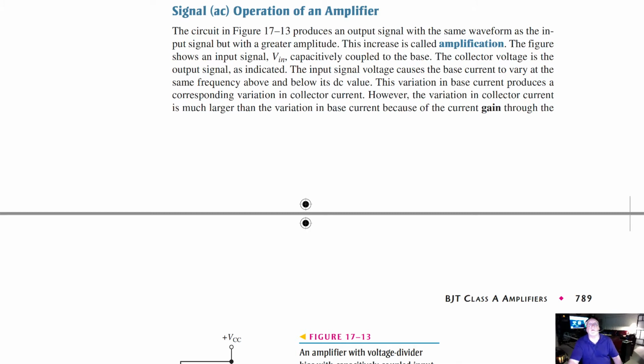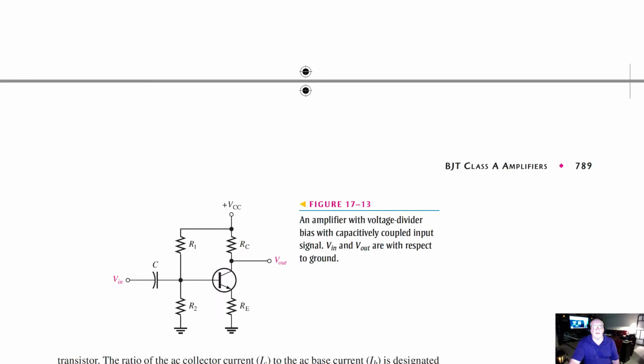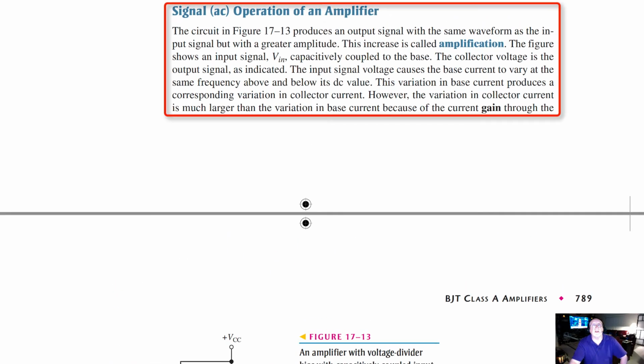Okay, AC operation of an amplifier. If we look at the diagram below, you can see this looks pretty much like what we saw the last time here. Signal AC operation. In the circuit, an input signal produces an output signal with the same waveform as the input signal, but with greater amplitude. So we're going to put a tiny signal into the base of the transistor, and then on the output here from the emitter to the collector, we're going to get our larger or amplified signal.